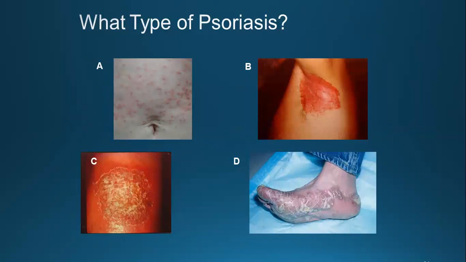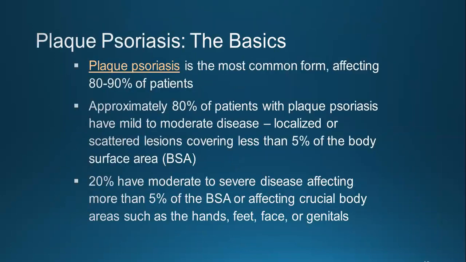Now, which type of psoriasis is which? A is guttate psoriasis, B is inverse or flexural psoriasis, C is chronic plaque psoriasis, and D is palmoplantar scaly psoriasis. What are the basics? Plaque psoriasis is most common, affecting 80 to 90% of patients, and they have mild to moderate disease, localized or scattered lesions, covering less than 5% of the body surface area, BSA.